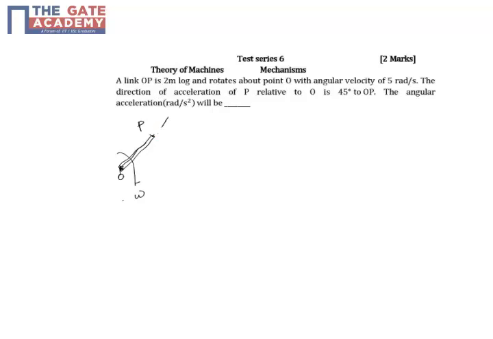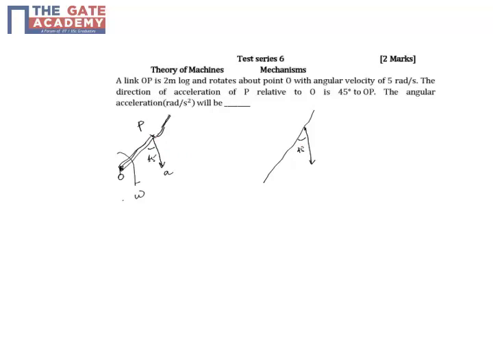So this is OP, and that is 45 degrees to OP. So the acceleration of point P is given like this. So this is the total acceleration and this is 45 degrees to OP. So let's draw like this. So this is the direction of OP. Okay, and you have the acceleration like this. This is 45.